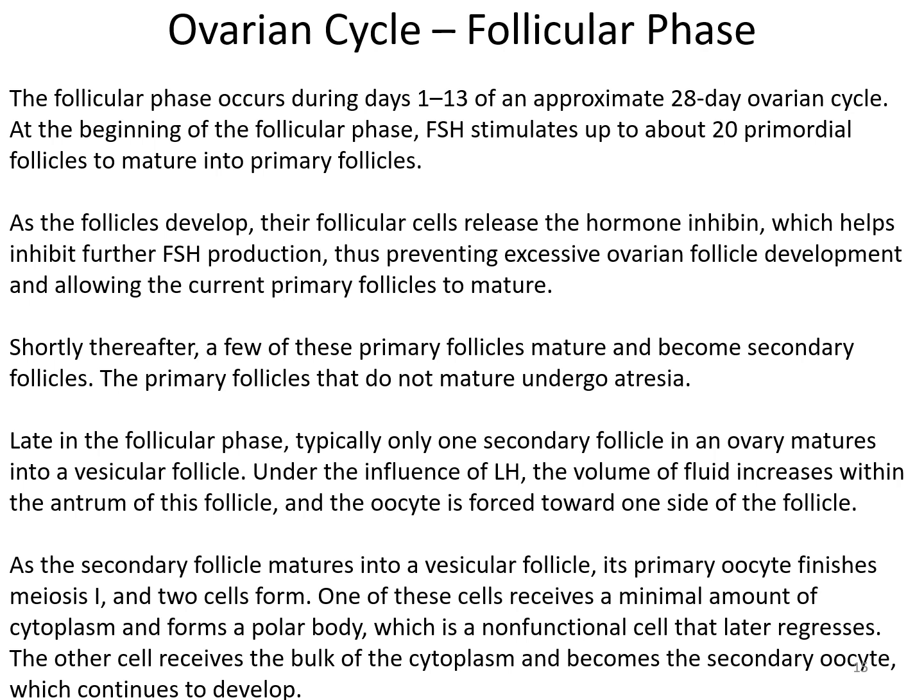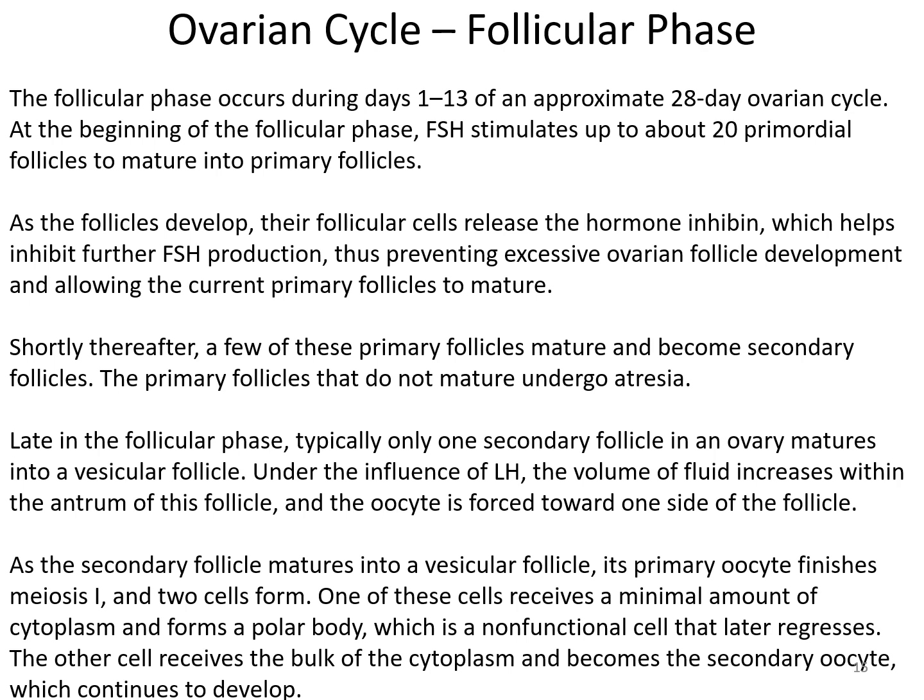So looking at the follicular phase, it occurs during days 1 through 13 of an approximate 28-day ovarian cycle. At the beginning of the follicular phase, you have FSH, which came from the anterior pituitary, and it's going to stimulate a handful of primordial follicles to start developing and maturing into those primary follicles. Roughly 20 primordial follicles will come out of their sleepy state and start to develop into these primary follicles.